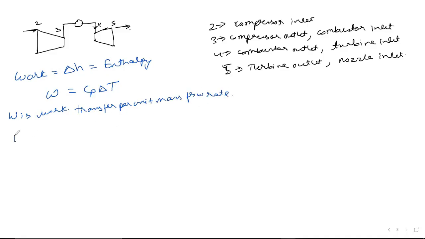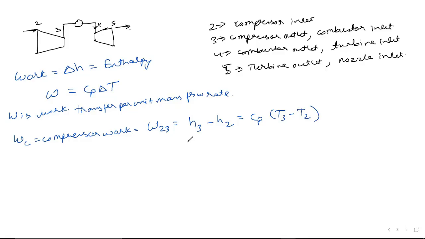So WC, that means compressor work. Compressor work can be written as WC, or in terms of this 1, 2, we can write it W2, or you can say W2,3. W2,3 is basically H3 minus H2. That is basically Cp (T3 minus T2).